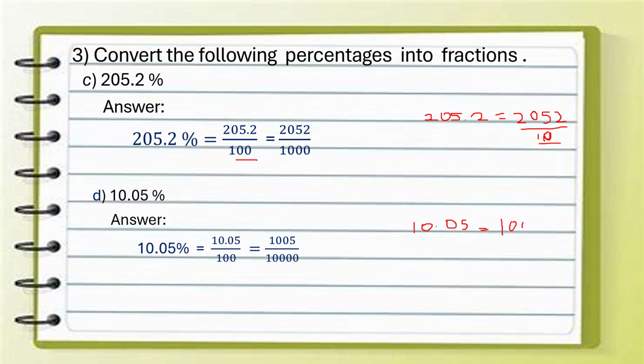1005 by 100. Why is it 100? Because after the decimal point we have two places. So the denominator is 100. So here also 100. There also 100. So 100 into 100 is 10,000. So the final answer is 1005 by 10,000.